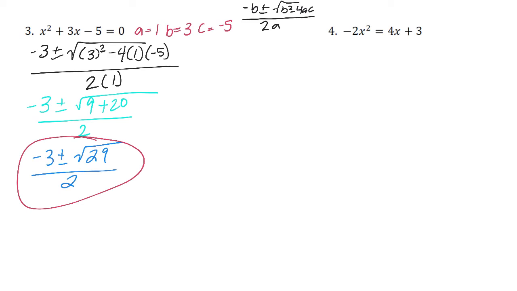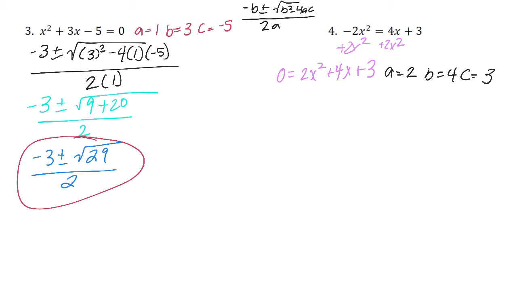Okay, let's look at the last problem on here. And the problem is it does not equal 0 already. So let's add the 2x squared to the other side. So we get 0 equals 2x squared plus 4x plus 3. So then we can say A equals 2, B equals 4, and C equals 3.